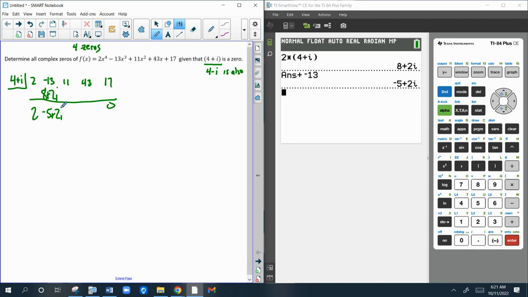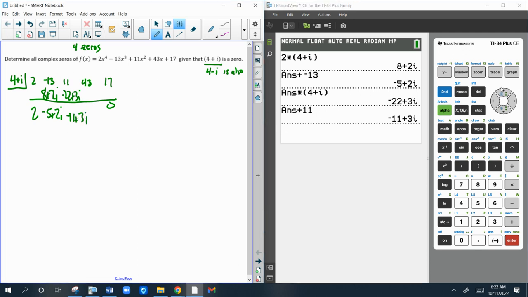And now I have to multiply this answer by 4 plus i. So I'm just going to hit times and then 4 plus i. And this is going to be very simple after this. So I have negative 22 plus 3i. And you add that, I get negative 11 plus 3i. And I have to multiply this by 4 plus i.